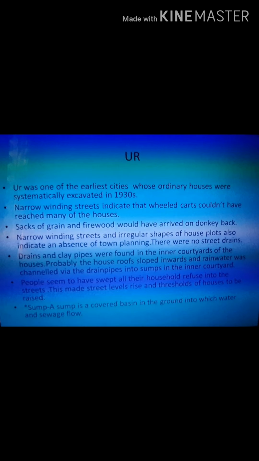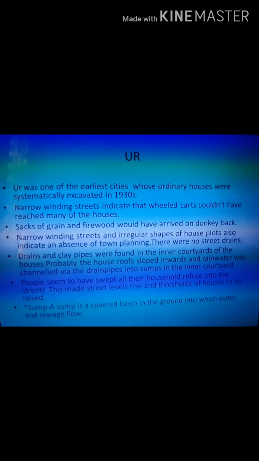It showed that narrow, winding streets indicated that wheeled carts could not reach many of the houses because the streets were too narrow. So probably the sacks of grain and firewood would have arrived on donkey back. Narrow winding streets and irregular shapes of house plots also indicate that there was no kind of town planning. There were no street drains also. Drains and clay pipes were found in the inner courtyards of the houses. Probably the house roofs sloped inwards and the rainwater was channeled via drain pipes into sumps in the inner courtyard.